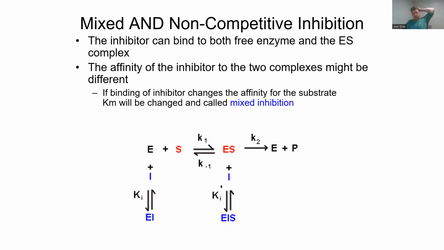If binding of an inhibitor changes the affinity for the substrate, the Km will be changed, and this is referred to as mixed inhibition. So basically, you could think about this I right here. It is capable of binding the free enzyme. It is also capable of binding the enzyme substrate complex. But this is getting at, well, what does it do in practice?